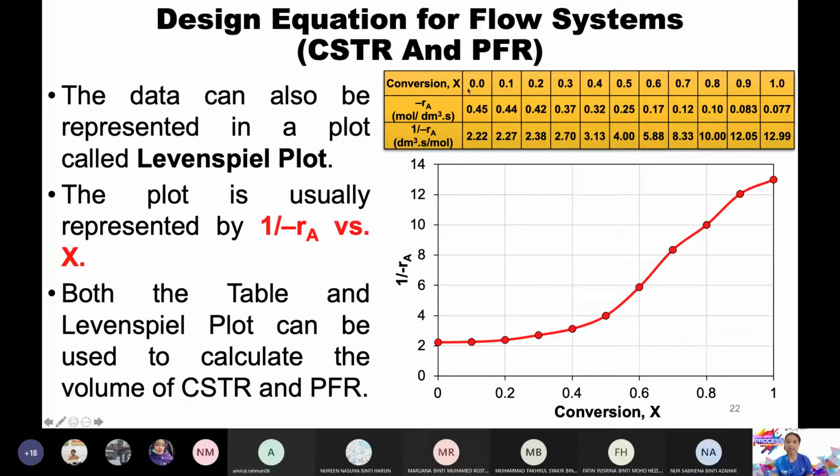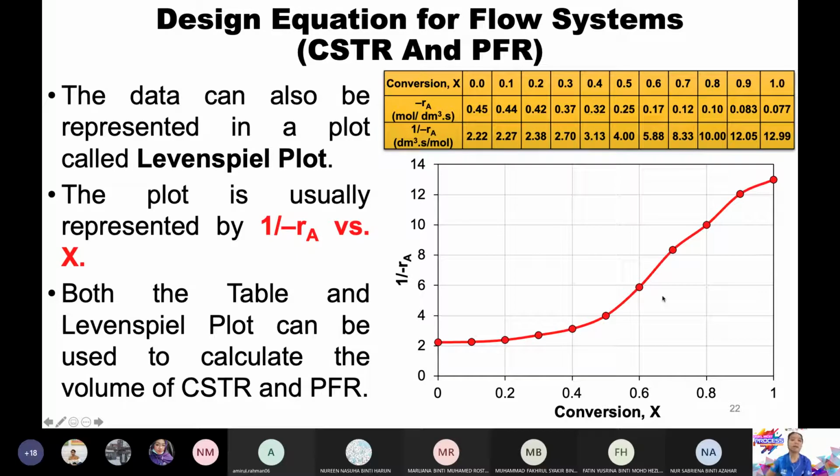So bayangkan dapat table ni. So katakan pada at 0 conversion, the minus RA was 0.45. So 1 per minus RA becomes 2.22. Kamu perkan jaja 1 per 0.45 dapat 2.22. Do for the rest of the table information. Then kamu use the data X and 1 per minus RA to plot the plot. We call it Levenspiel plot.